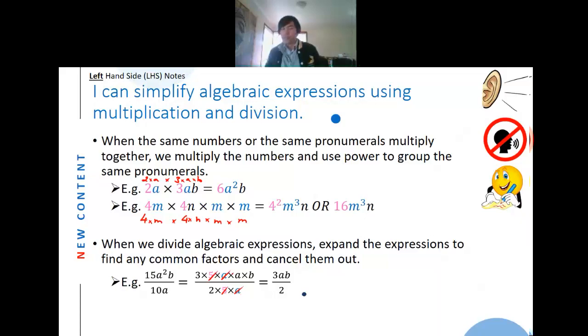So then our final step here is we're just going to have a look at what we have left. At the top I have 3, a and b, so altogether it's 3ab. And then at the bottom I've just got 2 left. So I'll write 2 there. So our answer is 3ab over 2. Okay? Is everyone okay with that? Makes sense? Yeah?